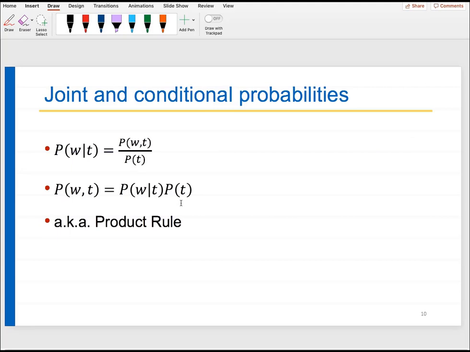Now, this is called the product rule. What is the product rule? Product rule means to find a joint probability, you can break it down into a product of conditional probabilities. So probability of W comma T can be written as probability of W given T into probability of T. Clear? You are already familiar with all these concepts, right? Anybody has any problem?